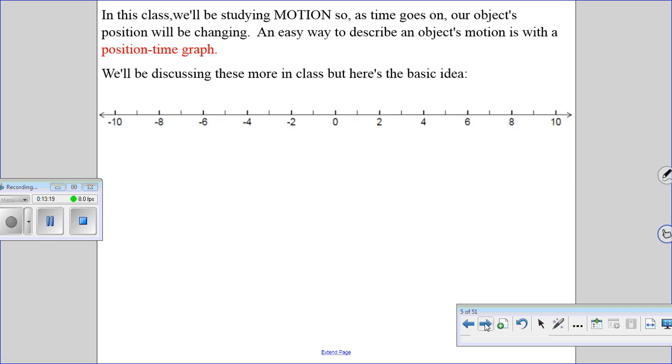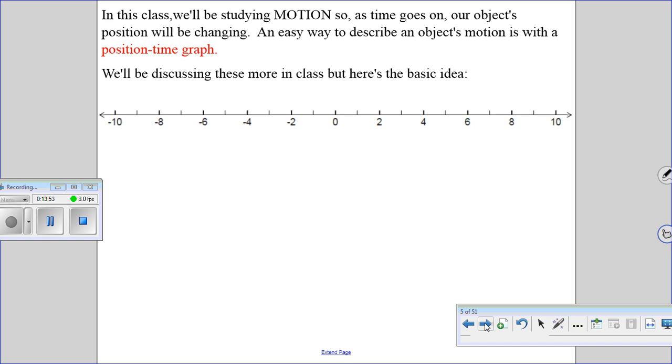Now, in this class, we're going to be studying motion. So as time goes on, the object's position is going to be changing. An easy way to describe an object's motion is with what's called a position time graph. When I see you in class next, we're going to do an activity that will hopefully help you better understand what a position time graph is and how they work, okay? Here's the basic idea.